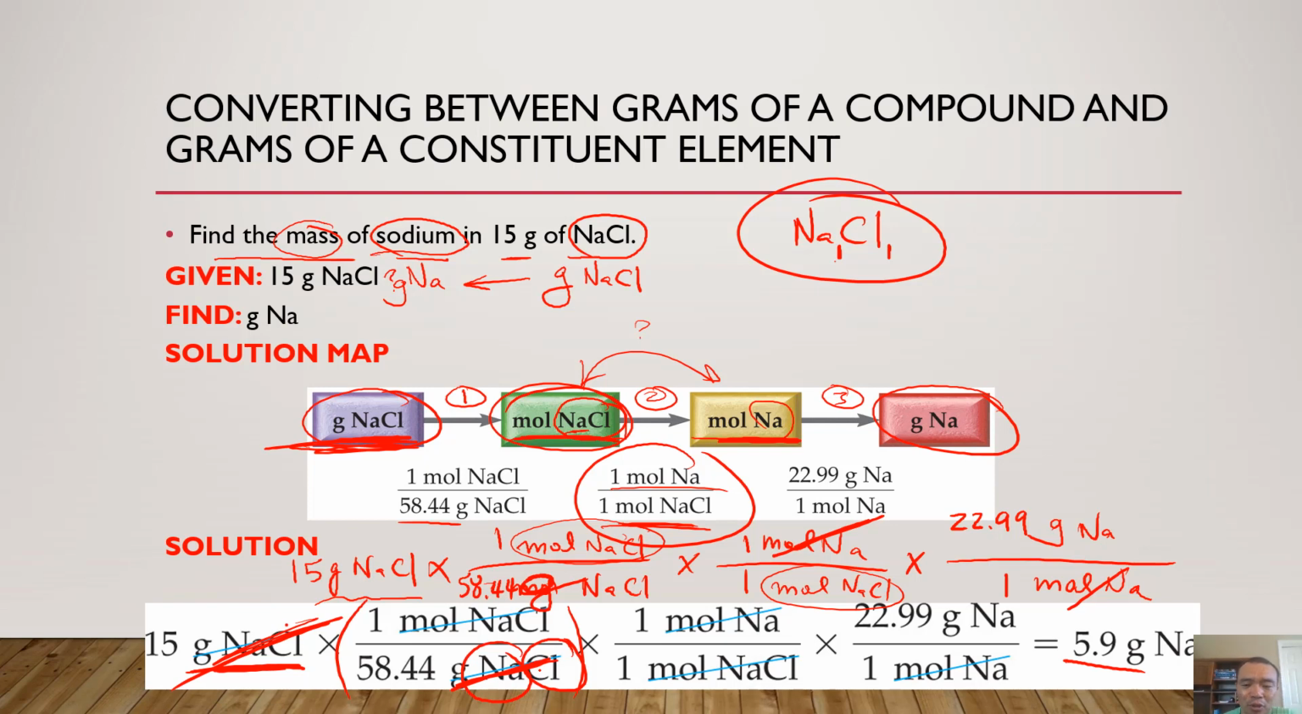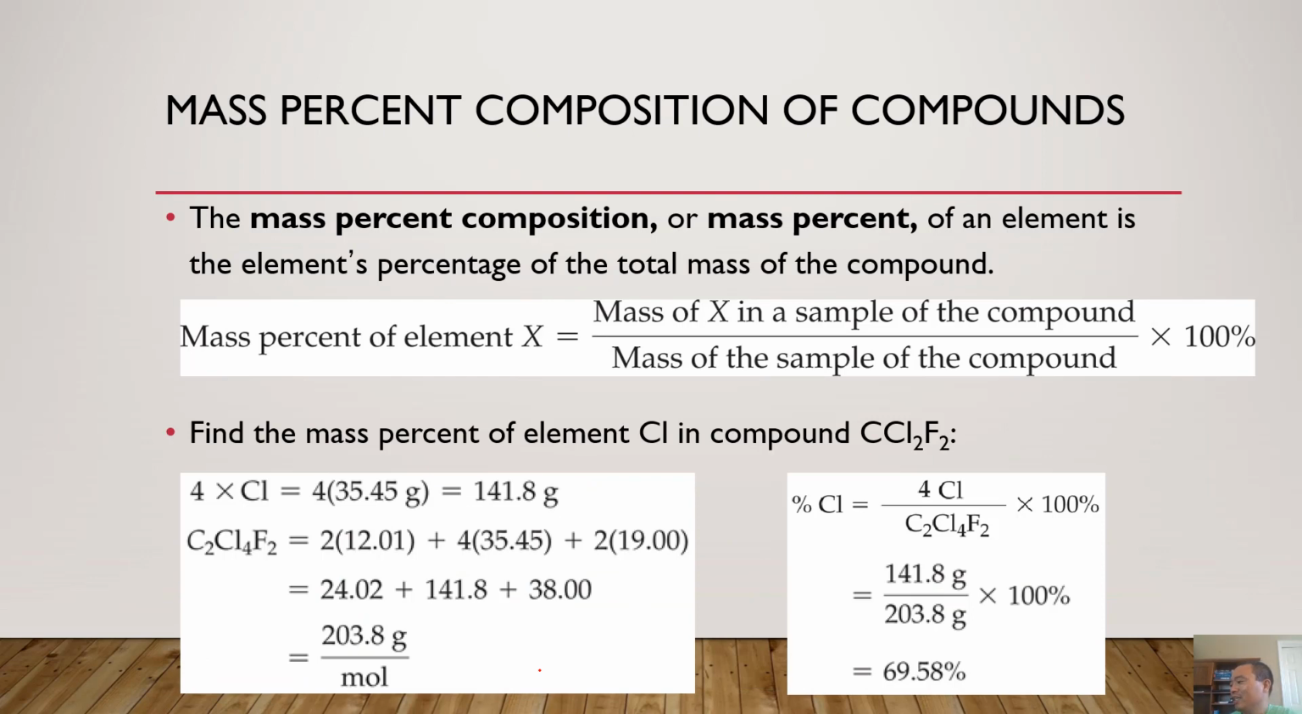Now let's switch gear and talk about a similar topic, which is mass percent. So what is mass percent? Mass percent is defined as the mass of a certain element in the sample of the compound divided by the total mass of the sample. For example, what is the mass percent of chlorine in CCl2F2? This is a Freon actually.